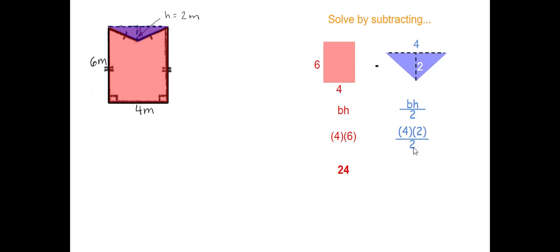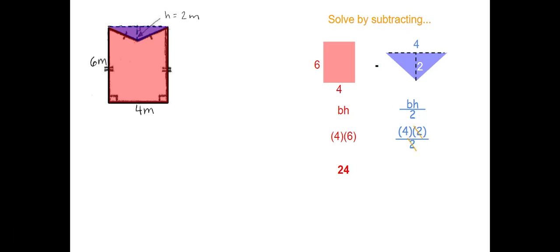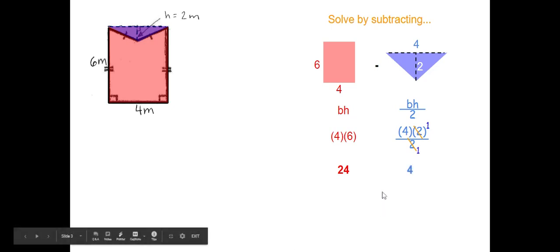Okay, or you can cross cancel the 2 into the 4. So that'd be 2 divided by 2 is 1. 4 divided by 2 is 2. 2 times 2 is 4. Okay, or what I chose to do is I just canceled out the 2's. They both became 1, and 1 times 4 is 4. Regardless of how you chose to do it, you should have gotten area of the triangle to be 4.